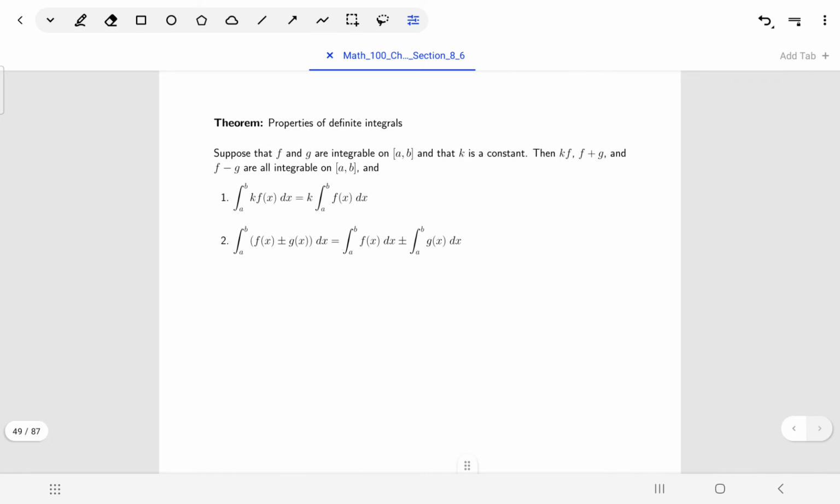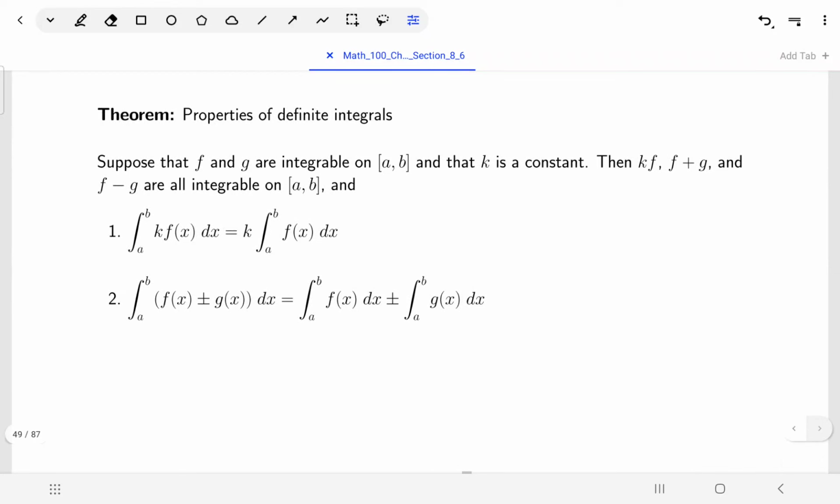So again, just like we had for summations, as we also had for limits, as we had for differentiation, for definite integrals as well, we have a constant multiple property and a sum and difference property. So if you have two functions, if the integrals exist for f and for g, then they will exist for k times f and k times g. And f plus g will have an integral, and f minus g will also have an integral over that interval. And then we can treat things basically as you expect.